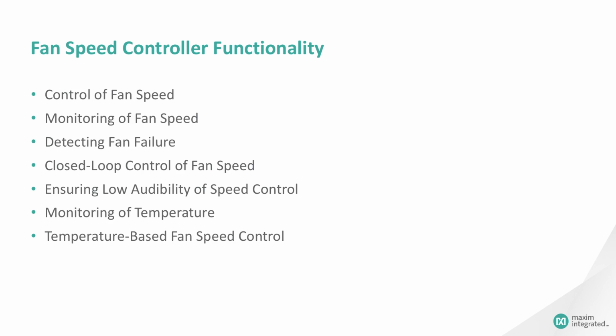Monitoring of temperature. The fan controller can include one or more channels of temperature sensing. Temperature-based fan speed control. Temperature data can be used to adjust fan speed based on system-specific temperature speed profiles.